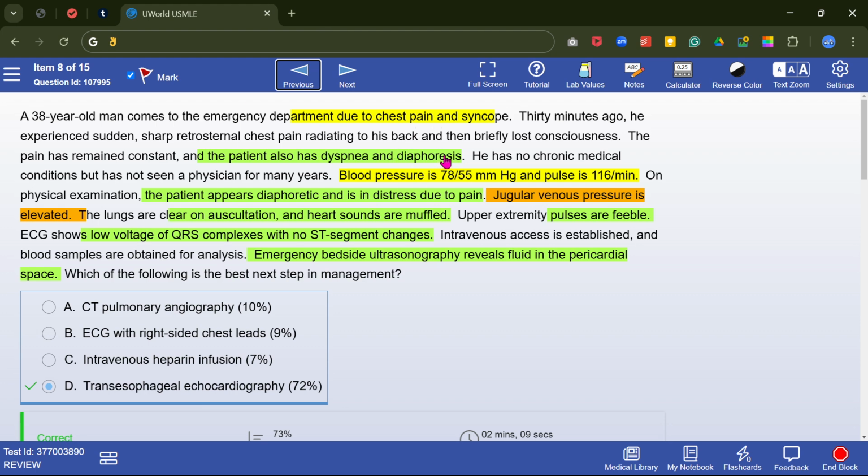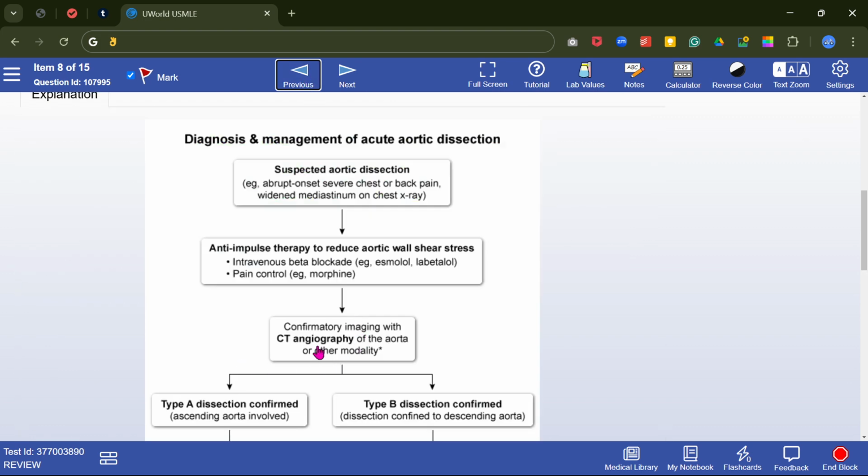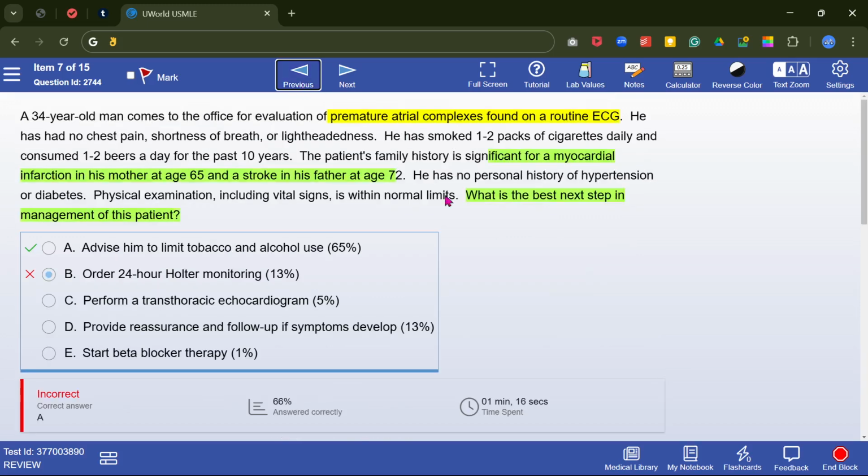This patient has chest pain, syncope, dyspnea, hypertension, elevated JVP, and low voltage QRS. Bedside echo done. Go for aortic dissection. Suspected aortic dissection: abrupt onset severe chest pain, back pain, widened mediastinum on chest X-ray. Anti-impulse therapy to reduce aortic wall stress: IV beta blocker, pain control with morphine. Confirmatory imaging is CT angiography of the aorta, CT aortography. Type A, surgery; type B, medical.